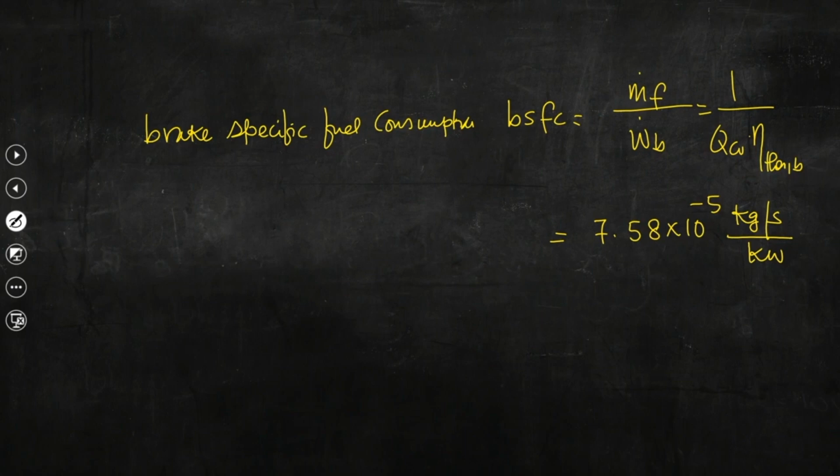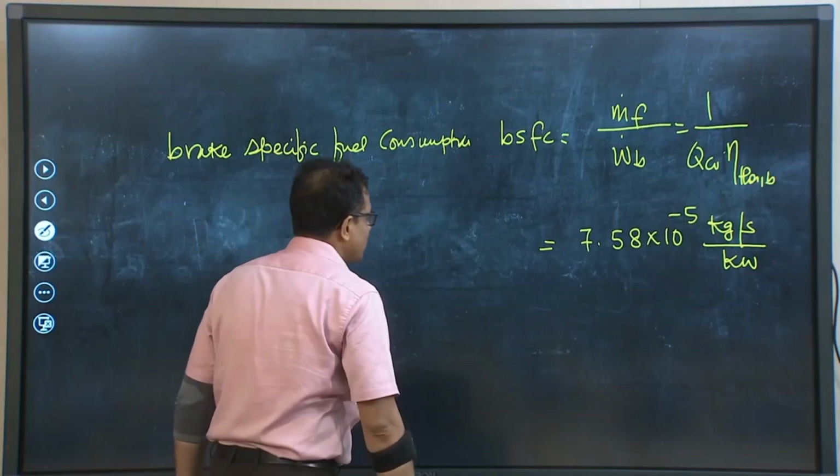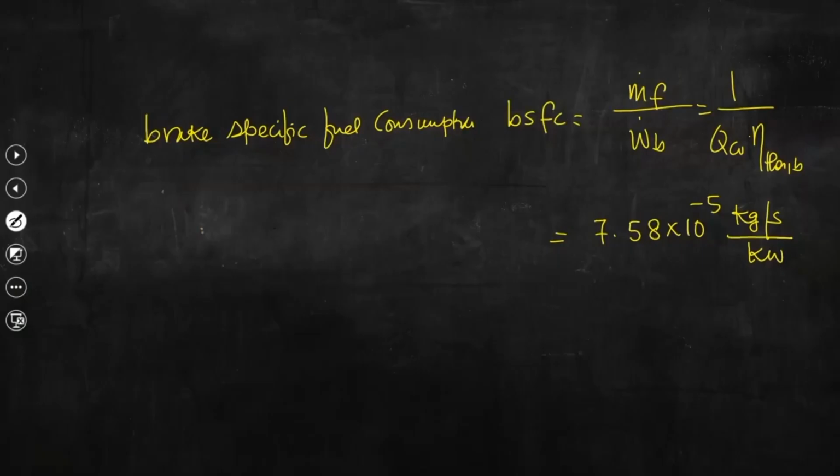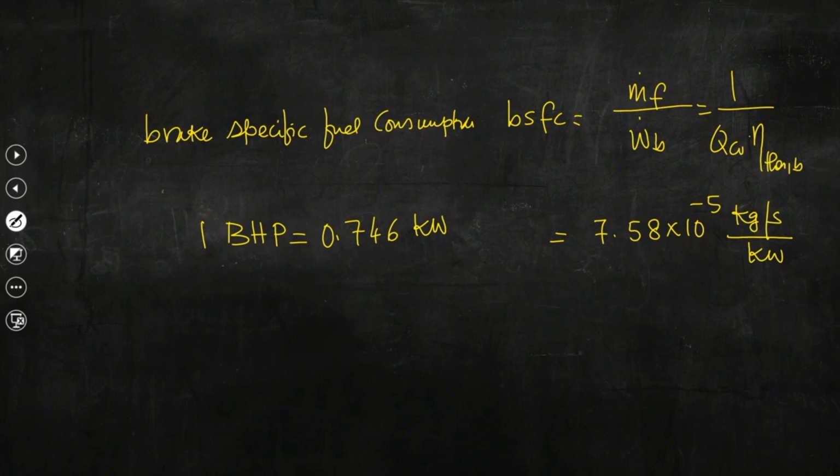Now, you know that it is quite convenient to write this unit like kg per bhp hour. So, basically that is the common unit of this quantity. We know that 1 brake horsepower equals 0.746 kilowatt. If that is the case, we can replace this kilowatt in terms of brake horsepower.